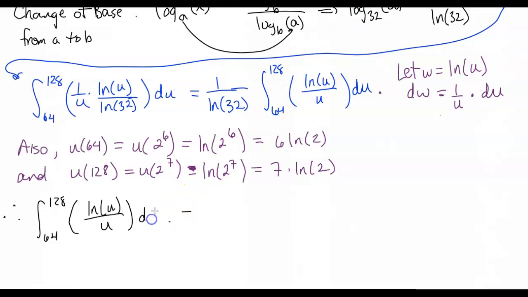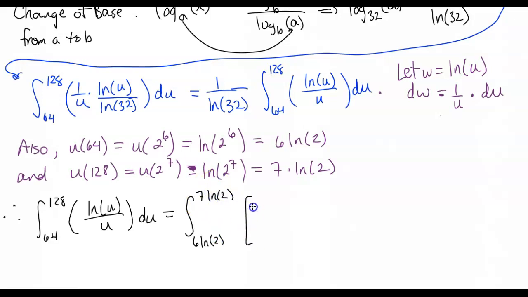Seems like whenever I write too fast, it does that. So if I do that, then this is the same as, in this case, on the low end, we have 6 times natural log of 2. On the high end, we have 7 times natural log of 2.